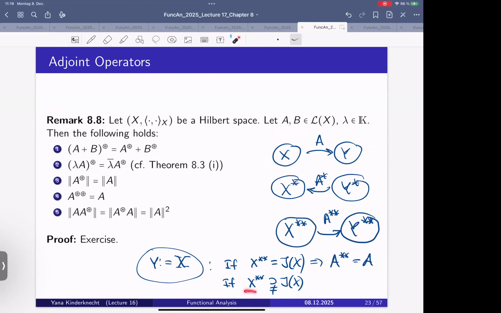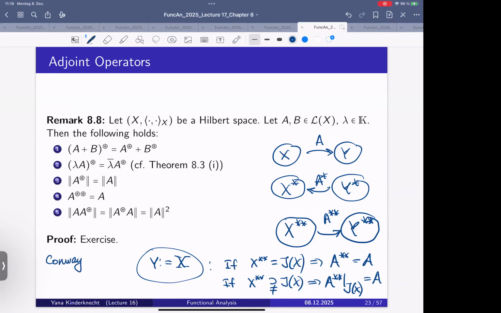If X is not reflexive, then this space is bigger, and this guy is something bigger than this guy, so they do not coincide. Then A star, two stars, restricted to G of X is equal to A. So details you may read in the book of Conway.